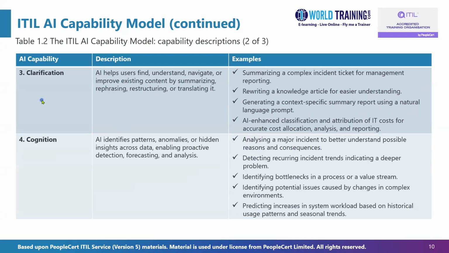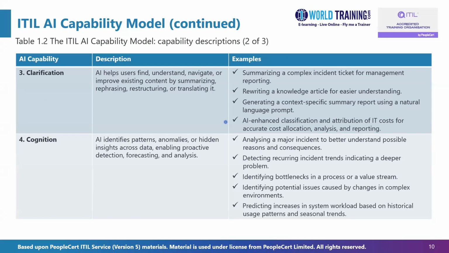Then clarification is another functional capability where AI helps users find, understand, navigate, or improve existing content by summarizing, rephrasing, restructuring, or translating it. So, for example, summarizing a complex incident ticket for management reporting, rewriting a knowledge article for easier understanding, generating a context-specific summary report using a natural language prompt, AI-enhanced classification and attribution of IT costs for accurate cost allocation analysis and reporting.